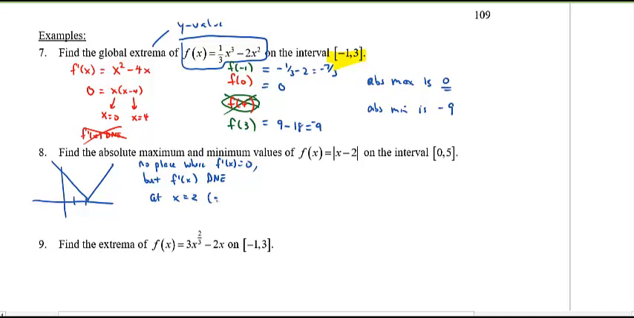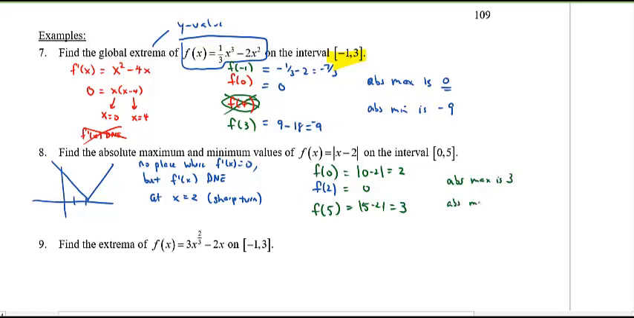And why does the derivative not exist? Because it's a sharp turn. So therefore we need to test out the value of 2. And once again we should double check the endpoints of our interval, 0 and 5. And let's go ahead and calculate 0 minus 2, 2 minus 2, 5 minus 2. And lo and behold, what are our values? The absolute max is 3, and the absolute min is 0. Okay? Alright. You do number 9.